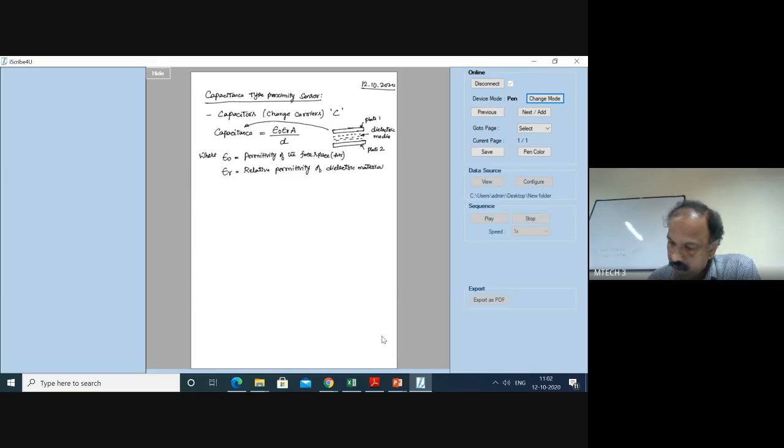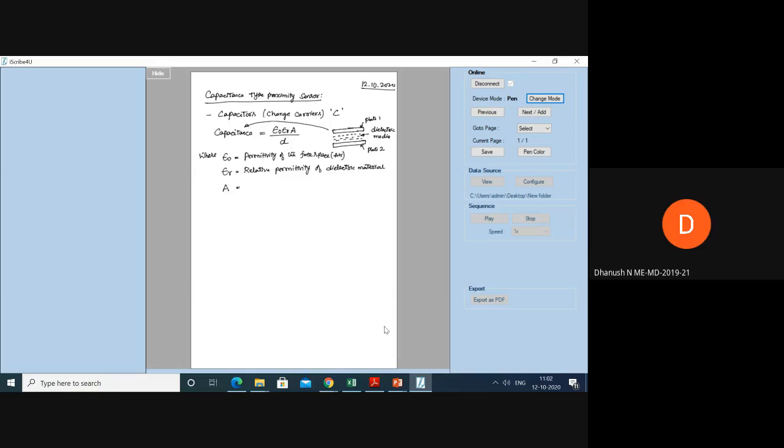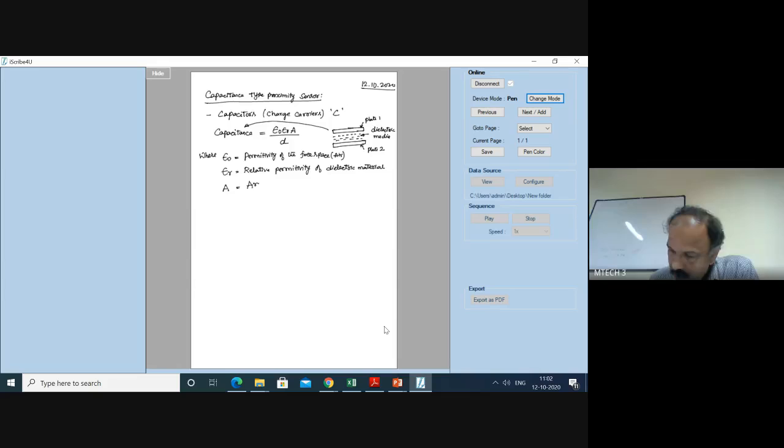Then what is A? Area between those two plates, sir. Okay, area of overlap. What do you mean by area of overlap? If this is one plate and I consider this as the other plate, then this is called the area of overlap. Similarly, let me take this as one plate and the other plate is only this much.